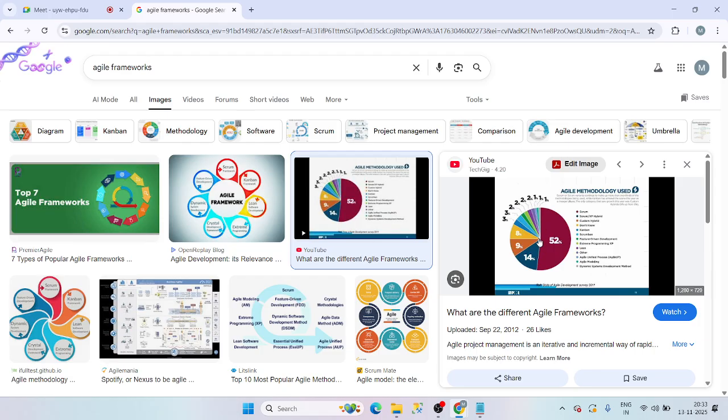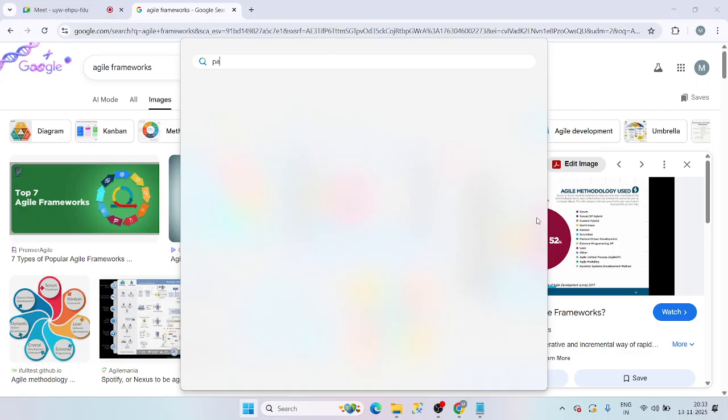Now 90 to 95 percent of people are using Agile methodology. Under Agile methodology, 90 to 95 percent use the Scrum framework. The remaining 2 to 3 percent is Kanban, and the remaining 5 percent is SAFe. Okay, guys, understood? Any doubts? If you want me to show it in the diagram also, I can show you.